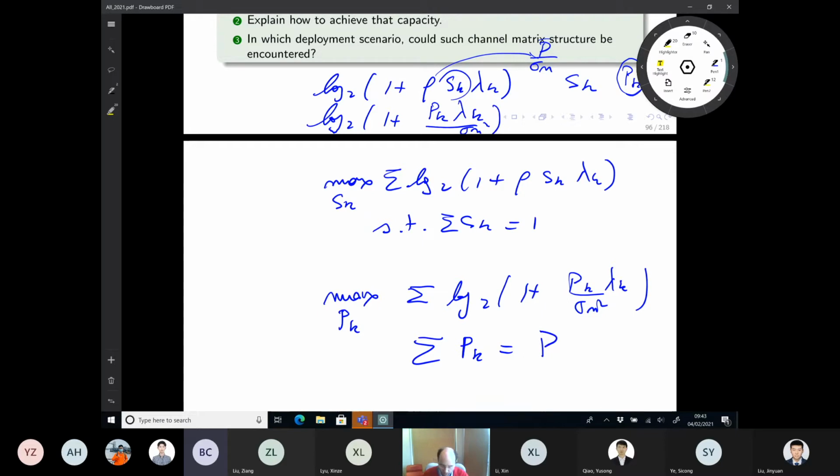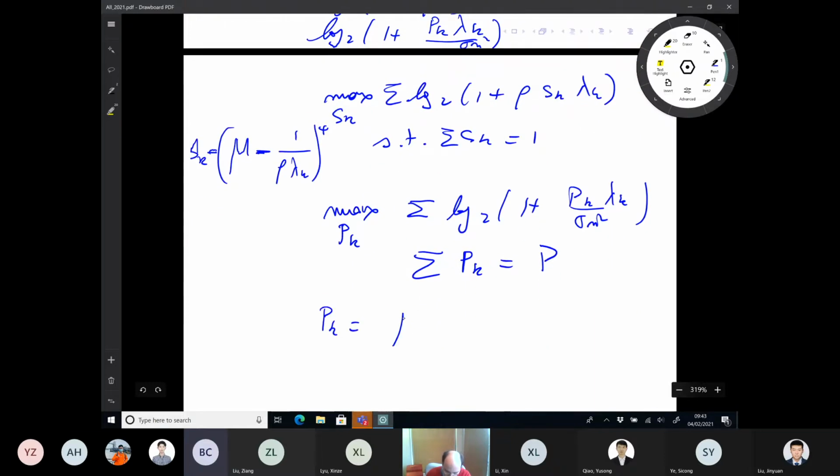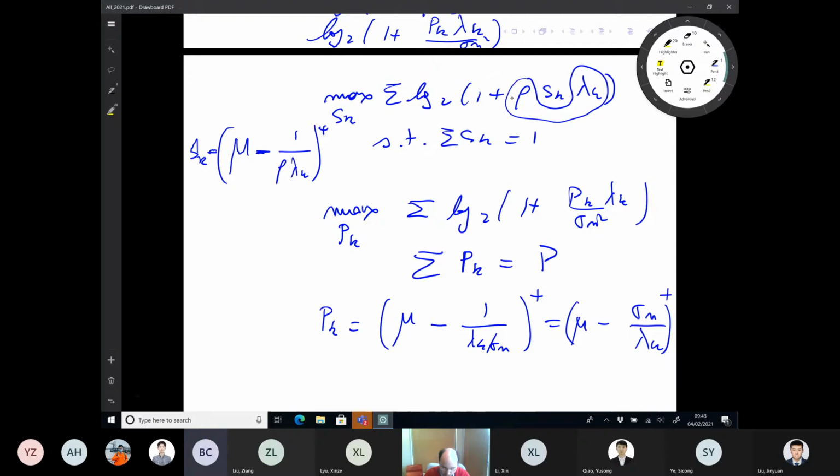It is equivalent. In this case, your solution will be Sk equals mu minus 1 over rho lambda k, plus. In this case here, your Pk will be mu minus 1 over lambda k divided by the noise power, right? In other words, I can say it's mu minus rho divided by lambda k, right? You see, it's always related to the inverse of this term here. The inverse that is attached to Sk is 1 over rho lambda k, so it's 1 over this. Okay, it's exactly the same. It's just that in this case you're looking at the fraction of the power. In this case you're actually looking at the actual power.